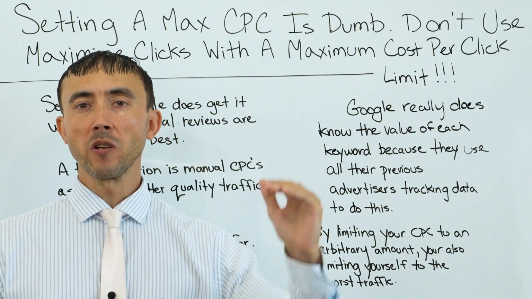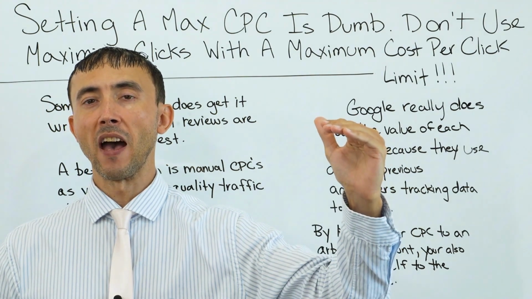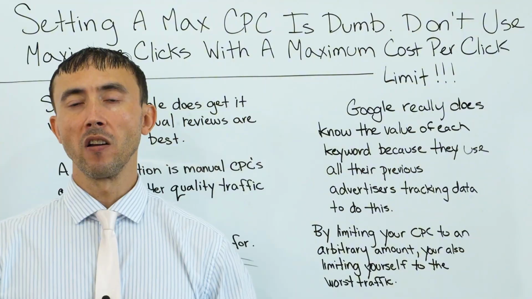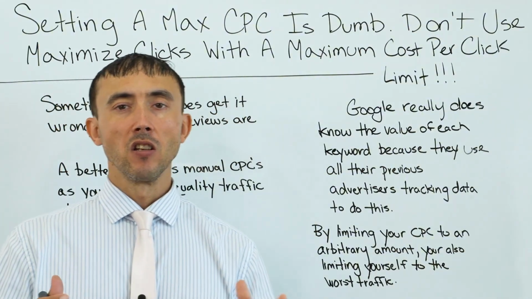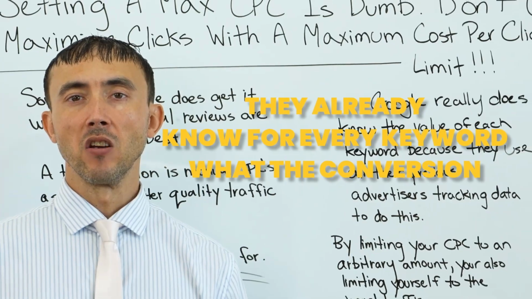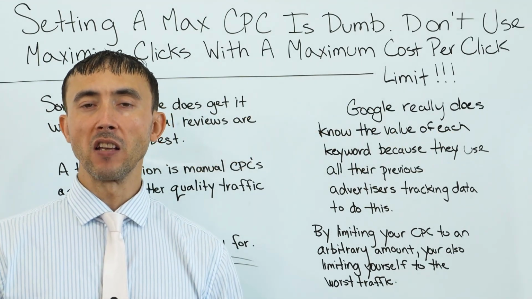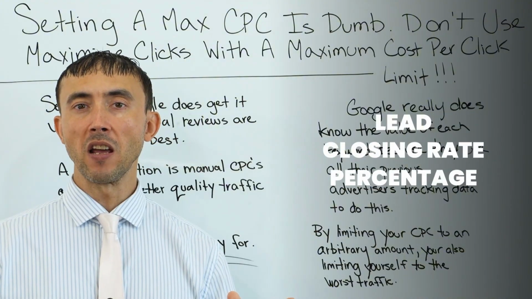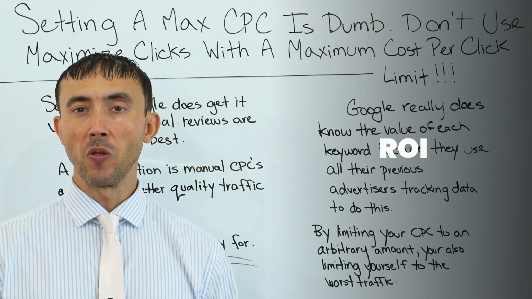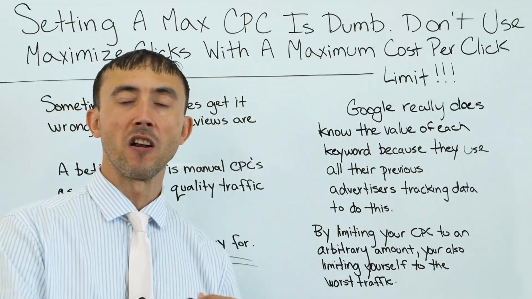Where a keyword converts better than average, they actually charge that competitor more for that keyword. So as you come along and try to advertise, they already know for every keyword what the conversion rate basically is, what its likely usefulness is. If you're in a more mature market, they're also going to know the lead closing rate percentages and the ROI, with revenue and opportunity level data that other advertisers feed into their ad accounts.